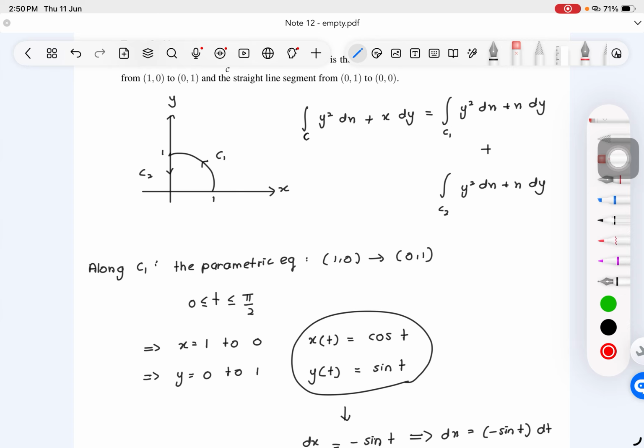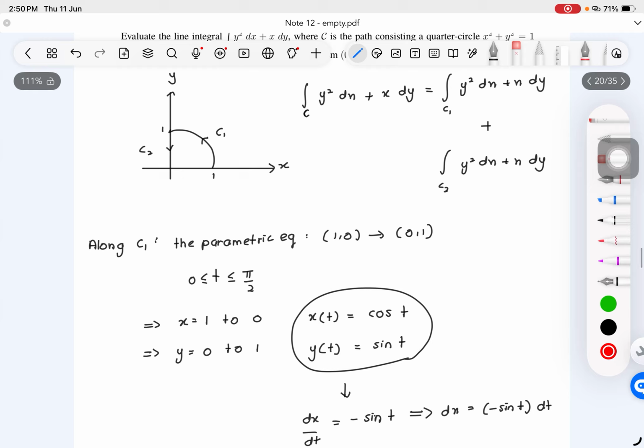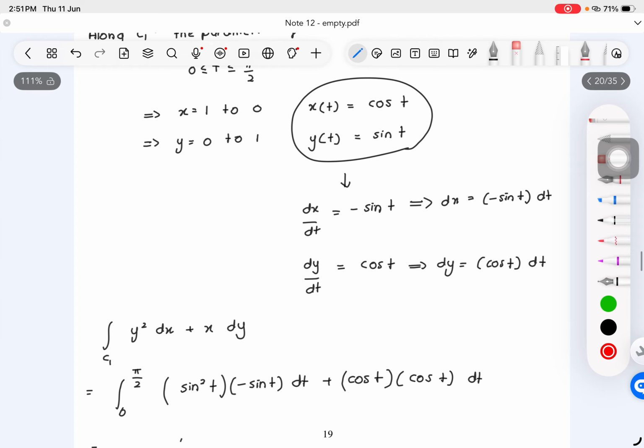How you obtain the equations for x(t) and y(t) is also like in the previous example, so you just refer to it. After you obtain x(t) and y(t), you can find dx and dy. Then you substitute the equations for y, dx, x, and dy here, so you get this.